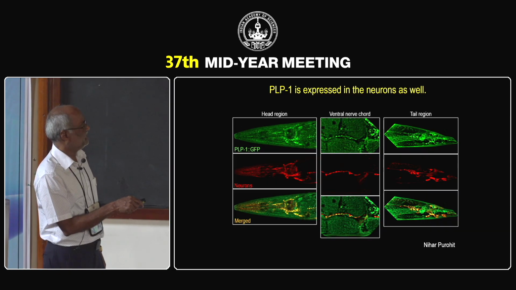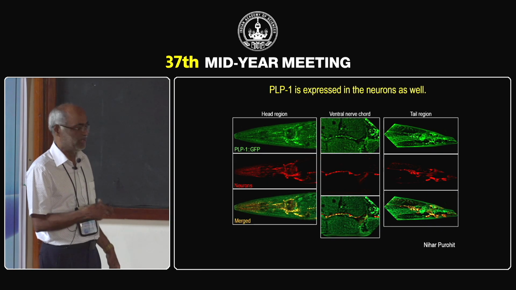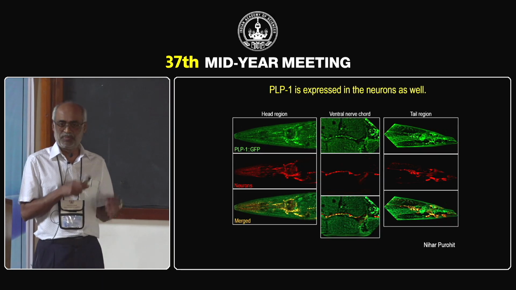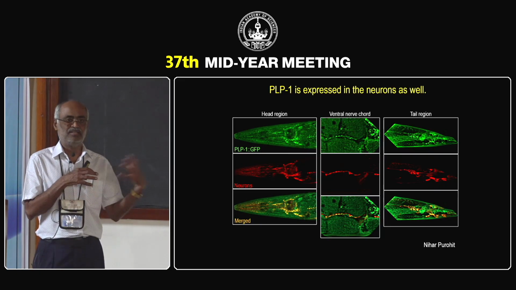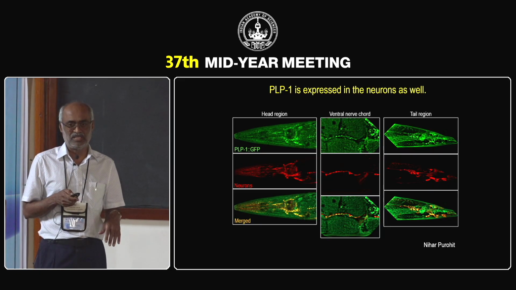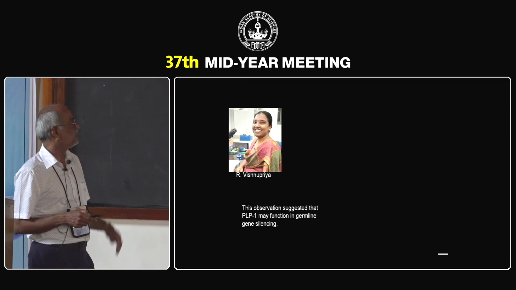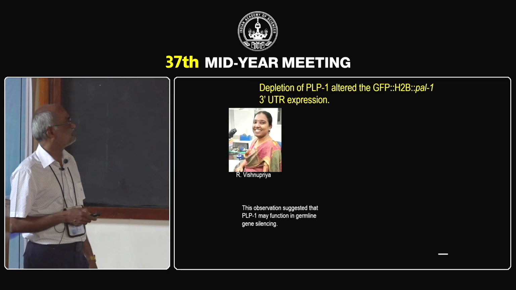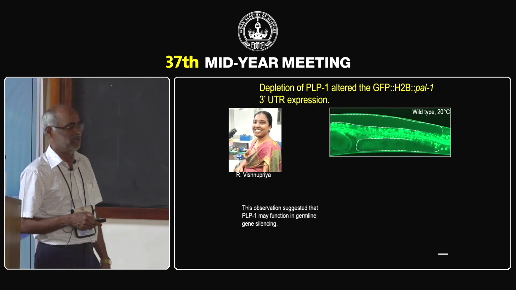Like in the head region, it's found on the neurons as well as in the tails and in the ventral nerve cord as well. So it's present in germ cells as well as neurons in granule structures. That's consistent with what people have observed in cell culture studies where it is on RNA granules. Okay.